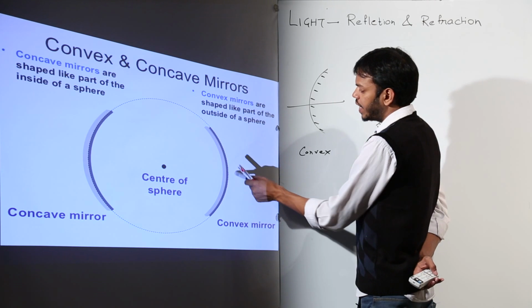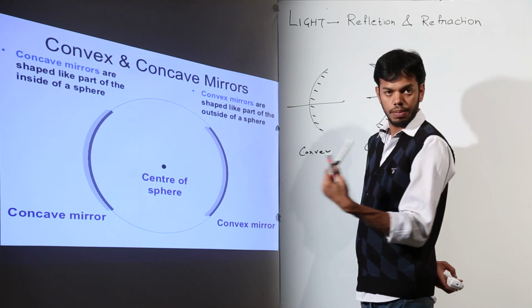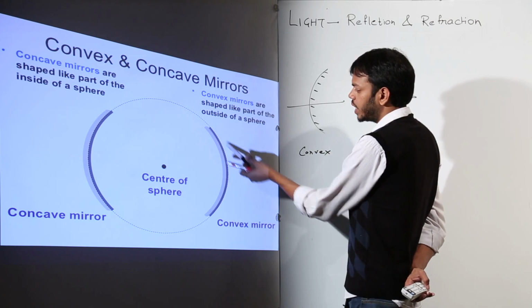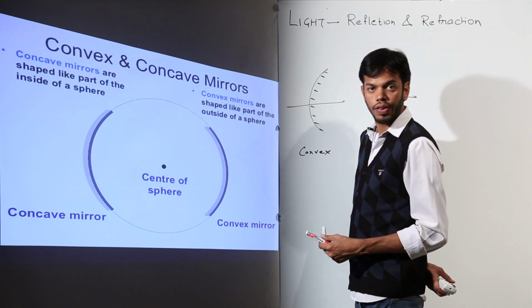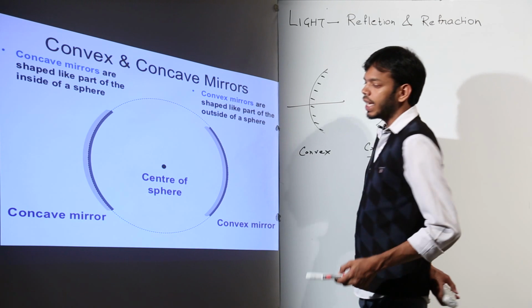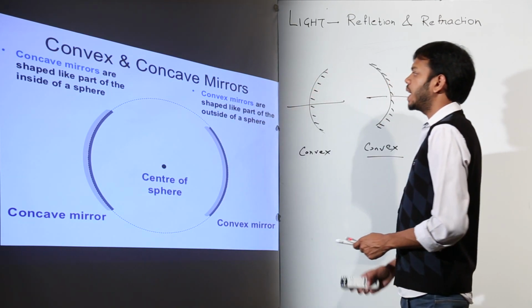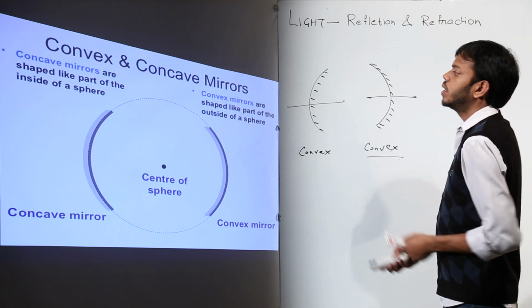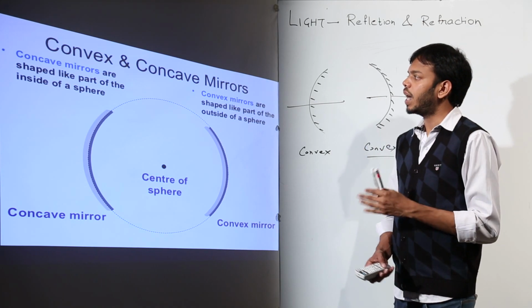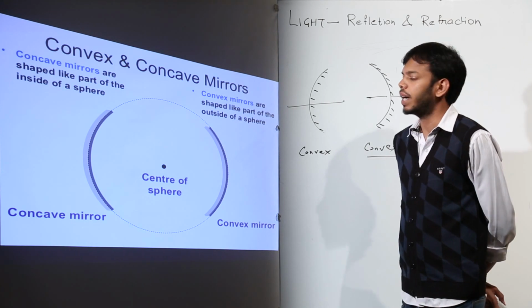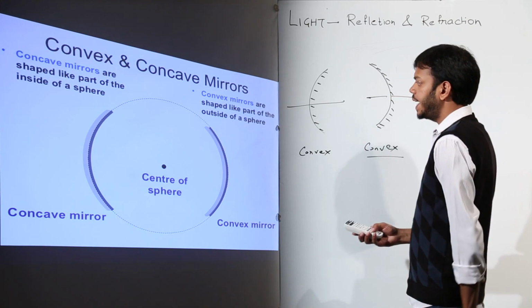So this one, if it is viewed from outside, because I am the observer, I am standing on this side, so according to the observer, this would be a convex mirror, whereas that would be a concave mirror, right? Both of them are polished in the same direction. So concave mirrors are shaped like a part of the inside of the sphere, whereas convex mirrors are shaped like a part of the outside of the sphere, right?